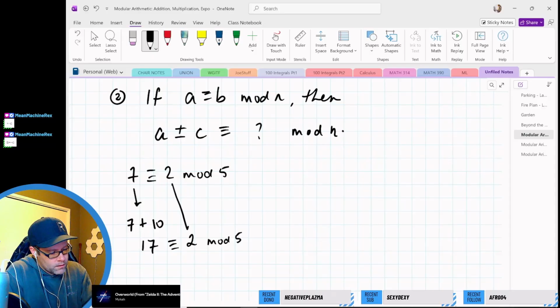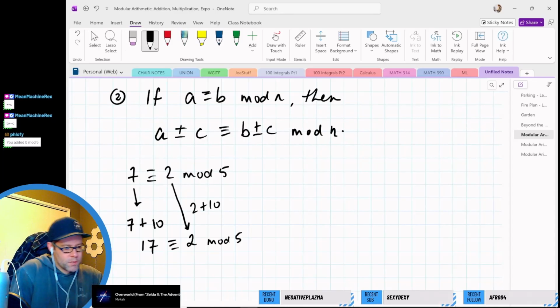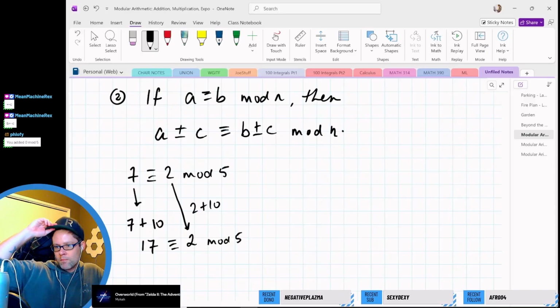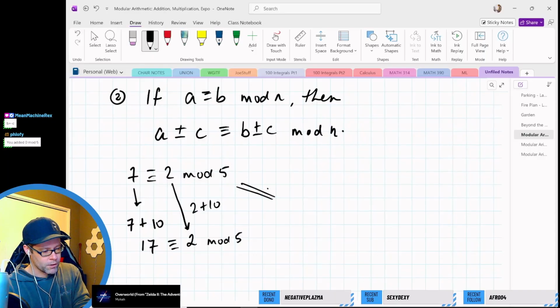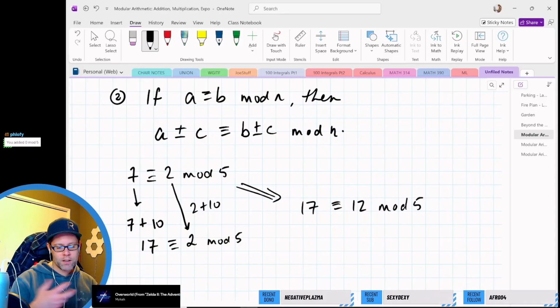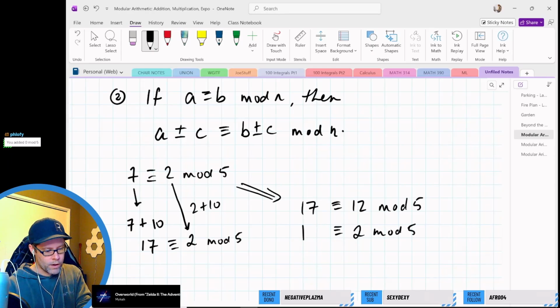But wait a second. If we think that this is going to be B plus or minus C, shouldn't this be 12 mod 5? Floofly, you got it. You really added 0 mod 5, right? So yeah, we can scale both of these up to get 17 congruent to 12 mod 5, but 12 mod 5 is really just 2. So we're okay.